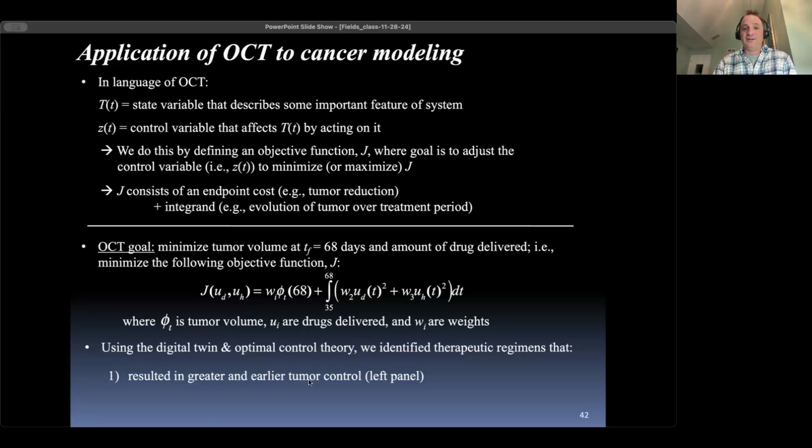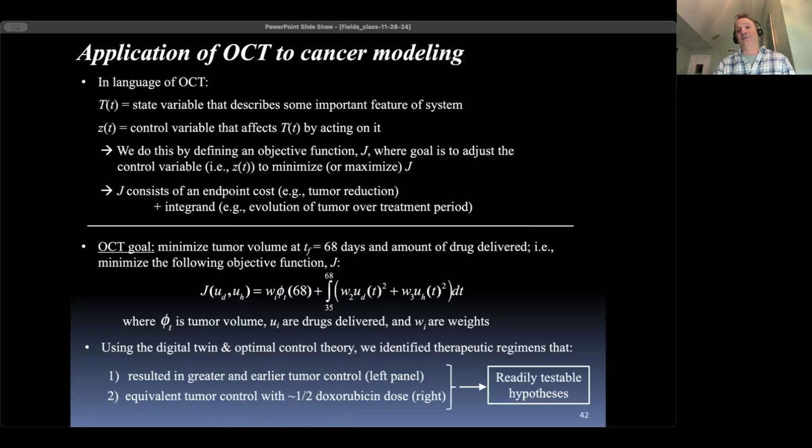Greater and earlier tumor control. That was the left panel on that slide a few slides ago. Or equivalent control using less doxorubicin, that was the one on the right. And those are readily testable.